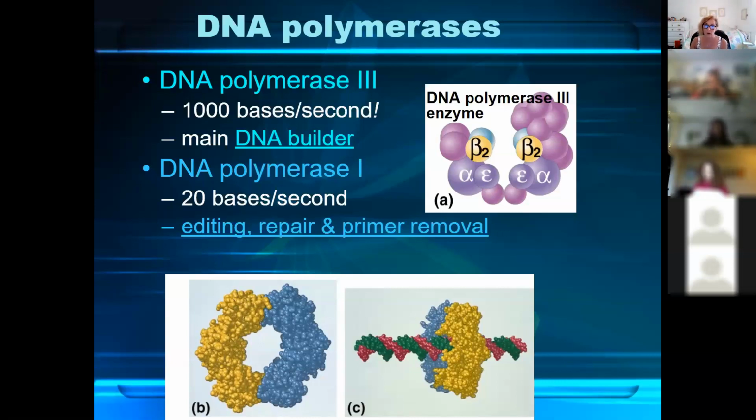So polymerase 1, and this is just like numbers because we found them at different times, right? So polymerase 1, notice it's much slower. This is the one that's going to make those edits. So I had a typo and I have to go back and fix it. So that's polymerase 1. Edit, repair, and remove the RNA primer, which is kind of like a placeholder.